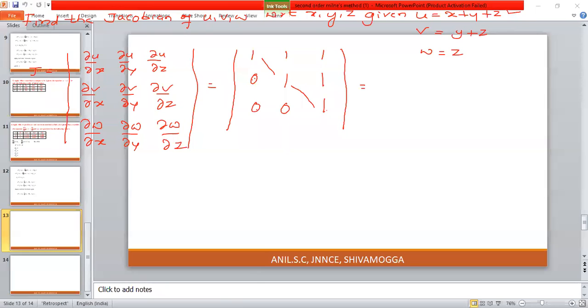One side of the principal diagonal elements are equal to 0. These three are equal to 0. In such cases, the determinant is equal to the product of all the elements in the principal diagonal. 1 into 1 is 1. Again, 1 into 1 is 1. Jacobian J is equal to 1.